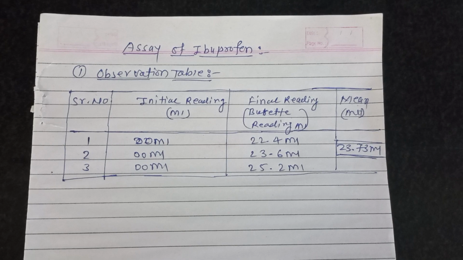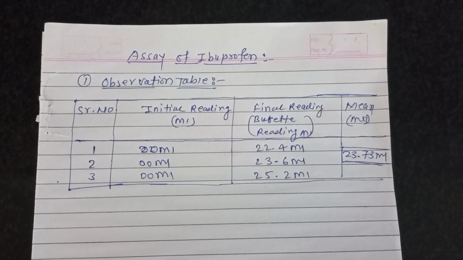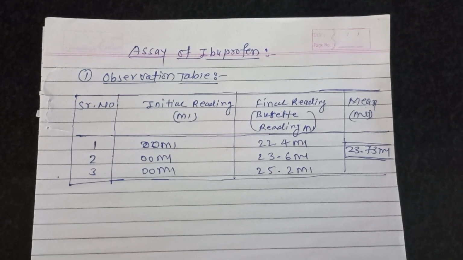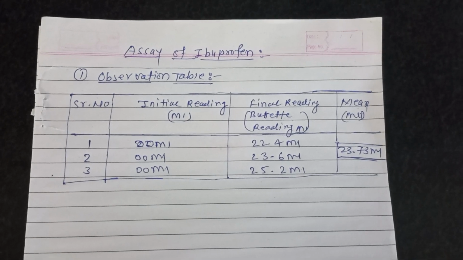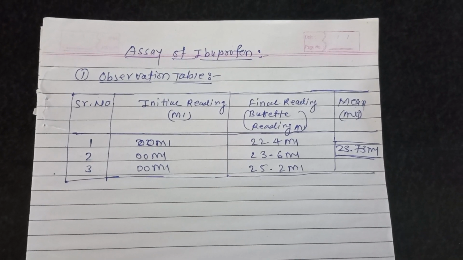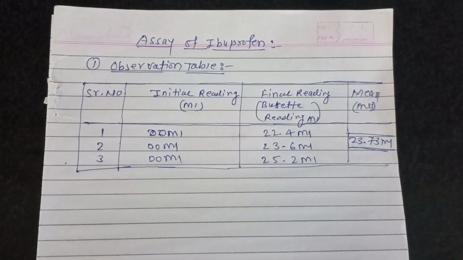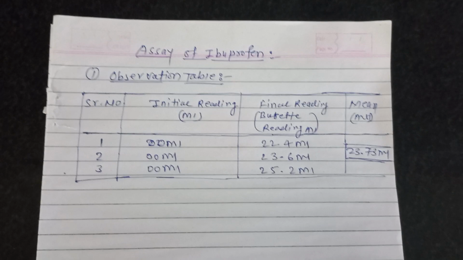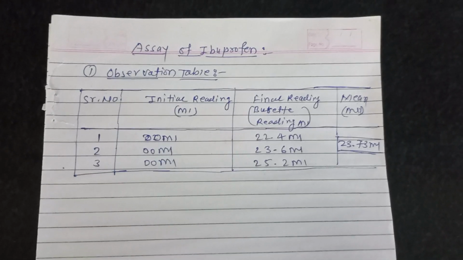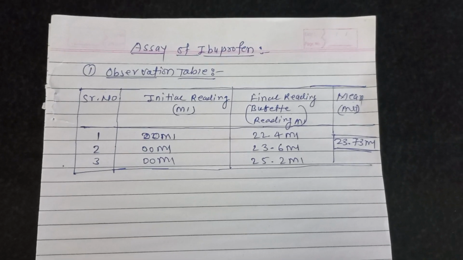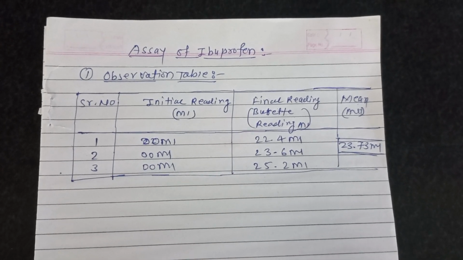And we will calculate the percent purity of ibuprofen. So let us do the next part, that is the calculations of the assay of ibuprofen, to find out the percent purity of the ibuprofen present in the sample. Also we will calculate the normality of this NaOH, that is the standardization of NaOH, and we will find out the normality. Then we will do the calculations for the assay of ibuprofen for the percentage purity. So let us do this next part.